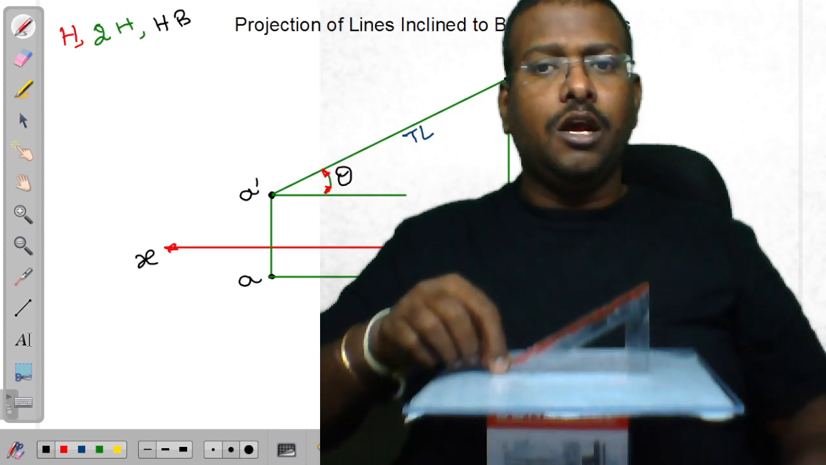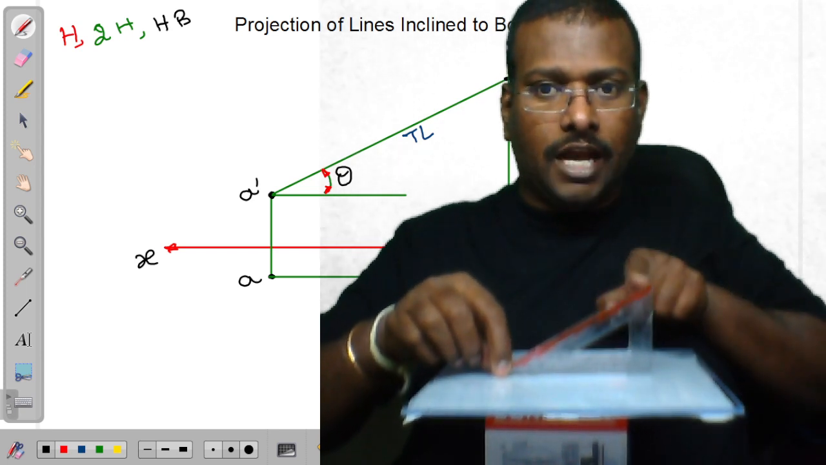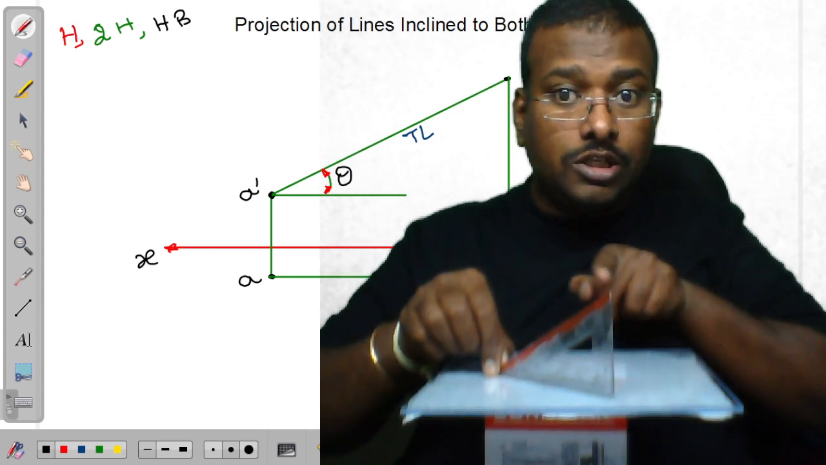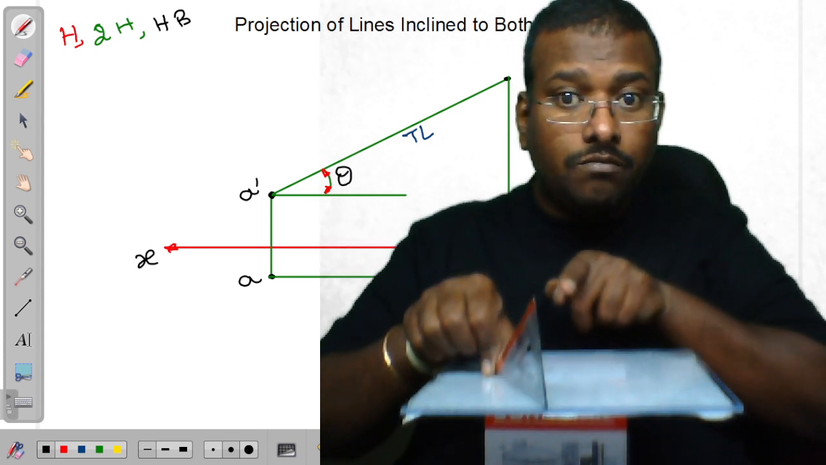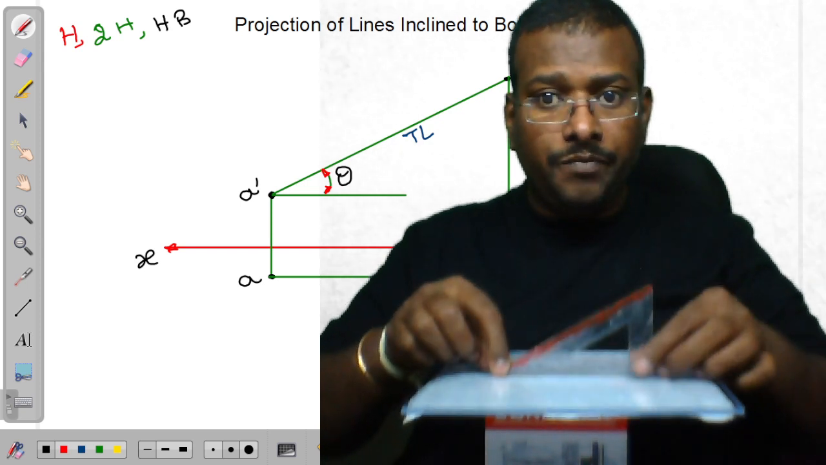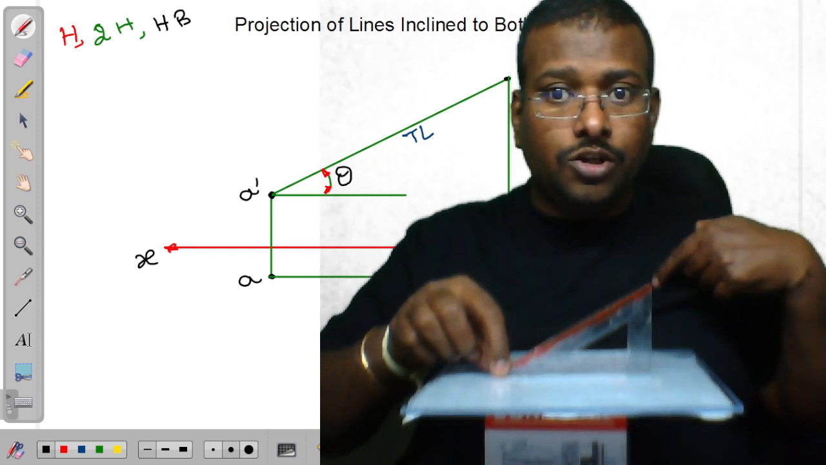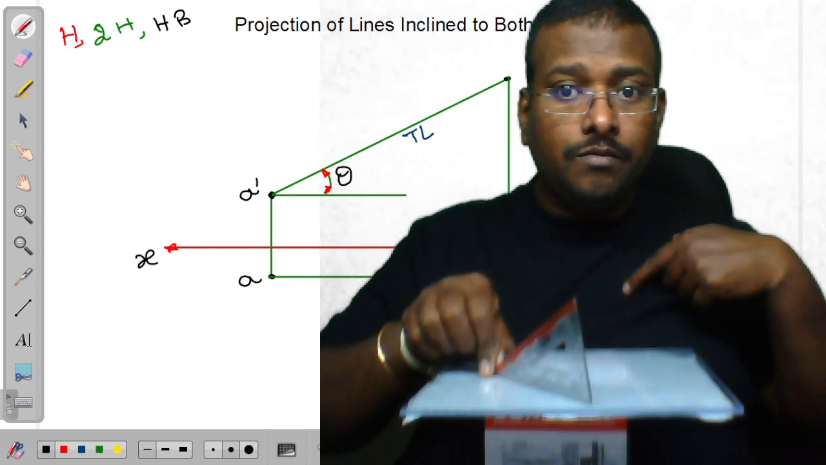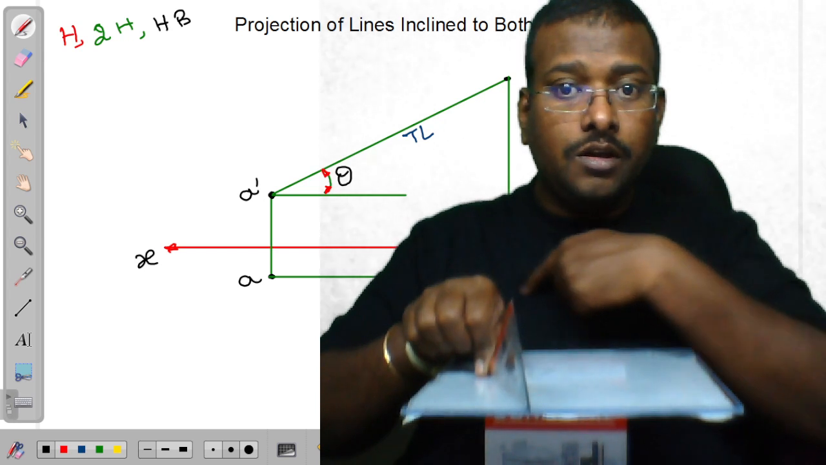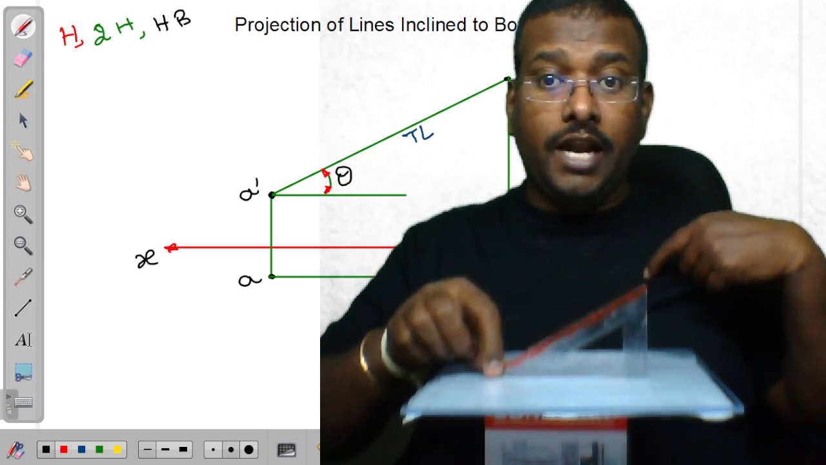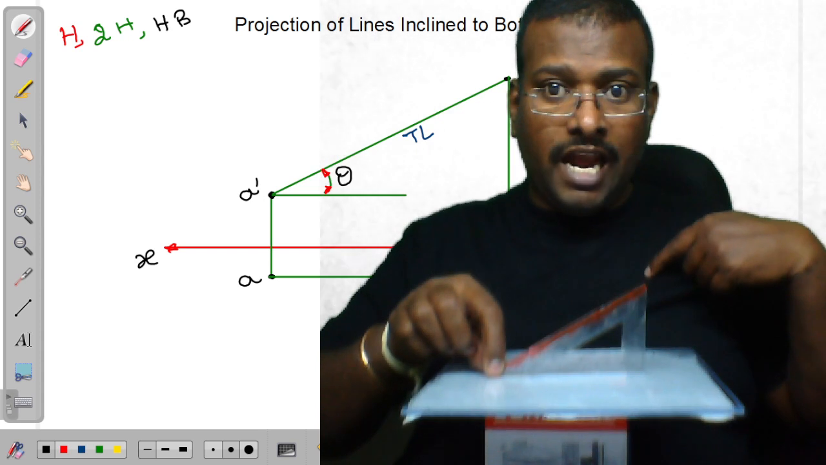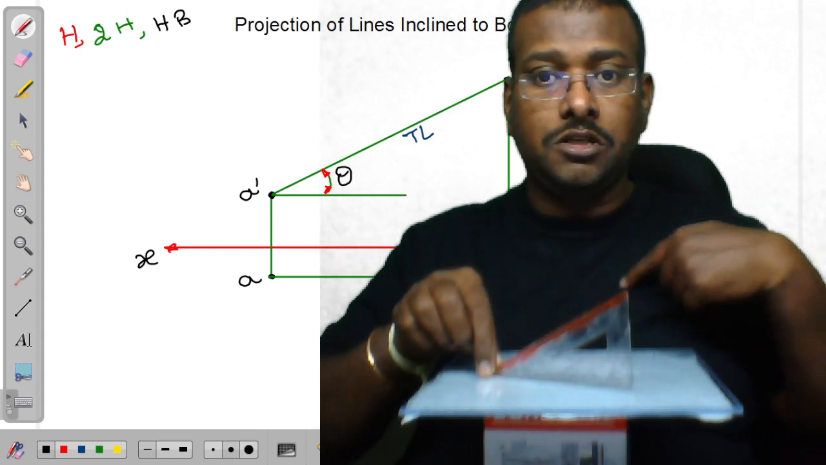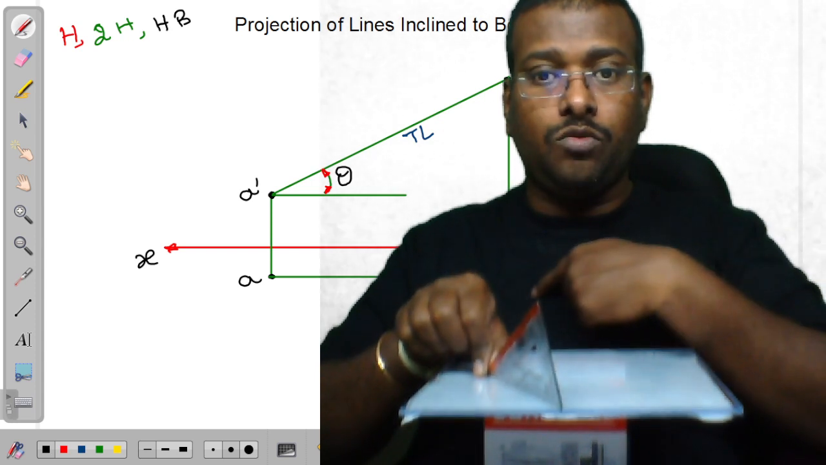Very simple, sir. Observe. This is the shadow of B dash. I am showing with the finger. I am changing like this. The shadow is shifted to here. Previously this shadow falls here. Now shifted. So B1 dash is here. When the line is inclined to VP, depending upon the angle, if phi is less, it shifts to less distance. Phi is more, shifts to more distance.